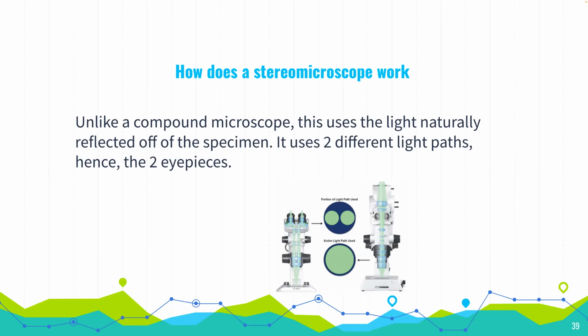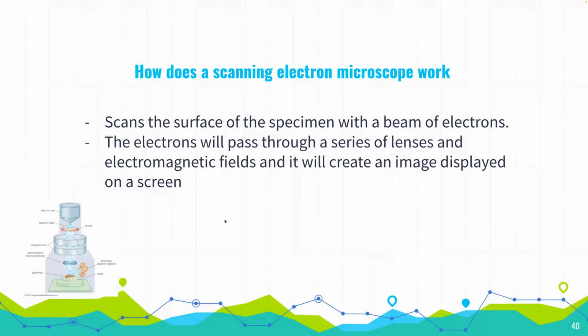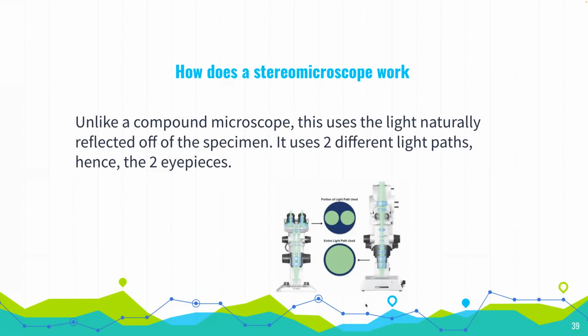Unlike a compound microscope, the stereo microscope actually uses two light paths, over here, two eyepieces, and it uses light naturally reflected off of the specimen. Because it's using the light naturally reflected off of it, you can't zoom in as much as you can with the compound microscope.